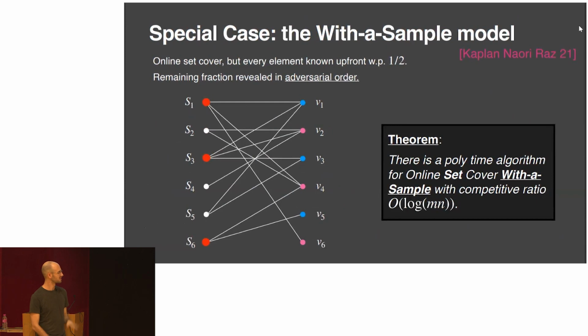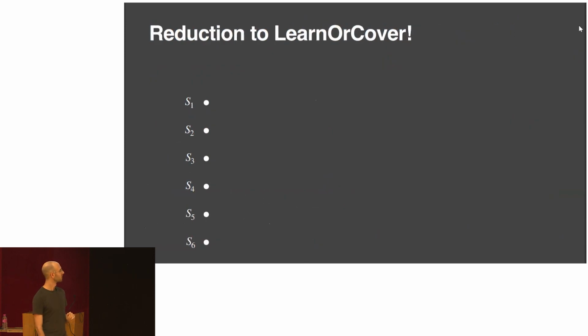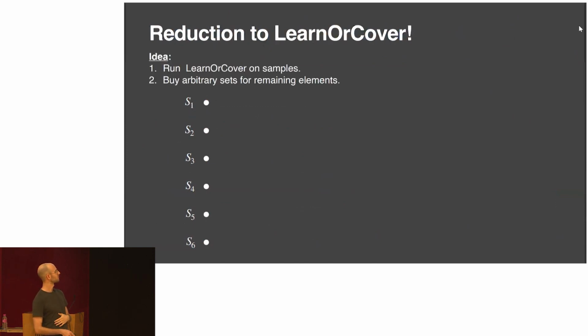So here's the theorem. There's a polytime algorithm for online set cover with a sample with competitive ratio order log mn. Here's the idea: reduction to learner cover. It's not quite a reduction to the random order setting; we need specific properties of the algorithm. But it's still a reduction. The algorithm is just going to run learn or cover on the samples, shuffle those in random order, pretend that they're coming in random order.